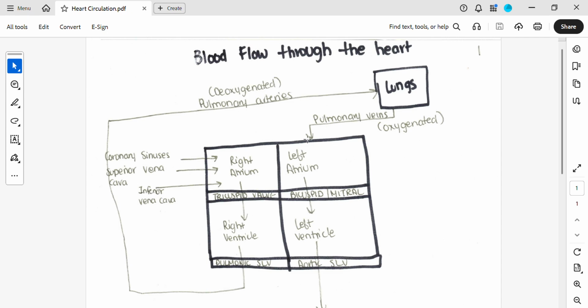So you can imagine the heart being in the shape of a box. In the shape, there are four quadrants. So four sides of the heart: right atrium, left atrium, right ventricle, left ventricle.